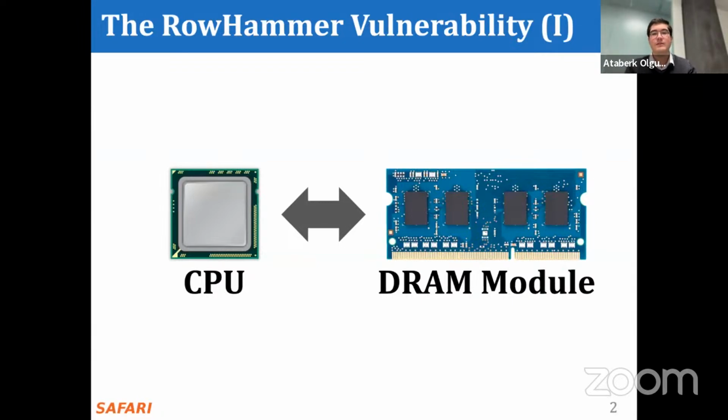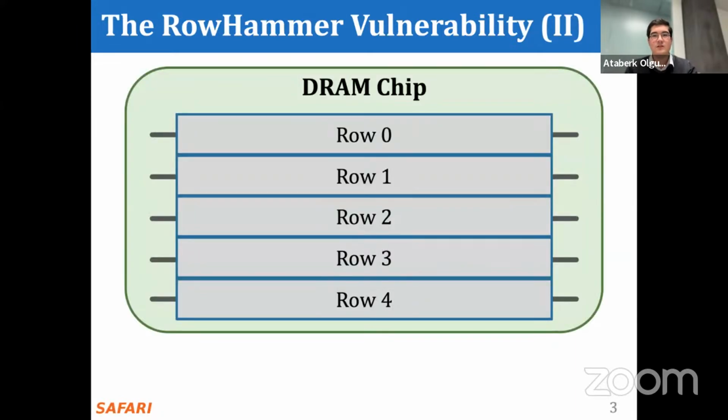This is a typical DRAM-based computing system with a CPU and a DRAM module. And we will look at a simplified depiction of this DRAM chip. This chip contains many rows. In order to access data from a row, let's say row 2, the memory controller must first open or activate this row. After all requests are serviced from this row, the memory controller must close this row, or we say precharge the row, in order to begin accessing data from another row.